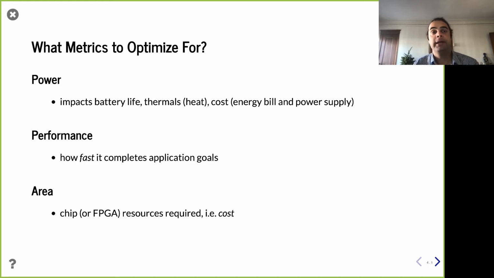And then finally, there's area, right? And area is important for both chips and for FPGAs. So on a custom chip, area is basically a proxy for cost. The smaller your chip is, the more chips you can make at the same time under manufacturing, and thus the price per chip is lower. When we manufacture a chip, we make these big wafers, and the cost to make a wafer is roughly constant to some extent. And so the more chips you get per wafer, the cheaper they are. So if you can make your chip smaller, you can fit more chips per wafer, and you can save a lot of money or reduce your costs.